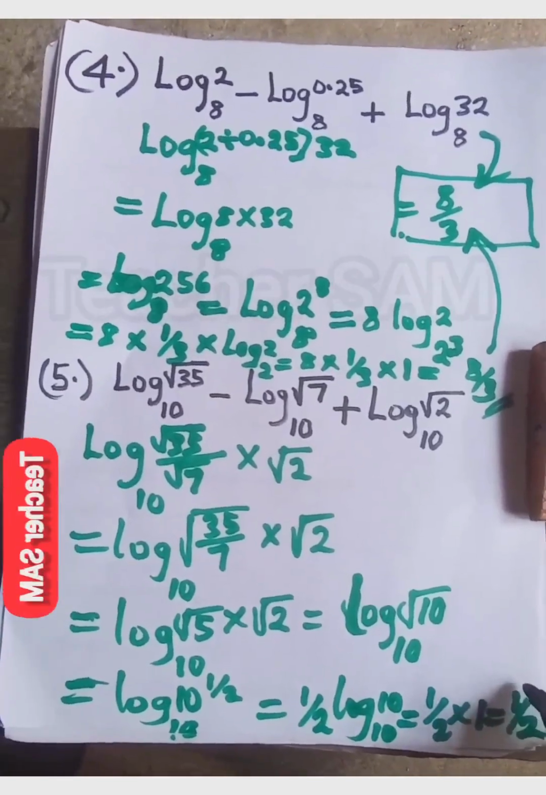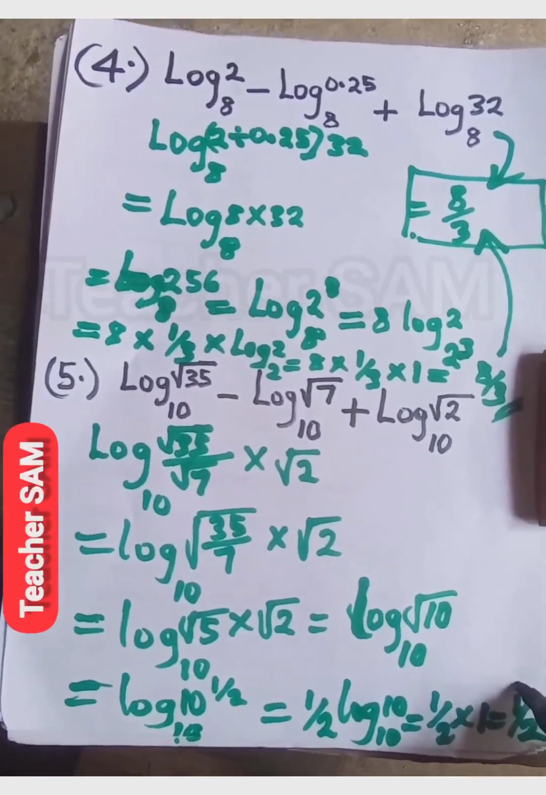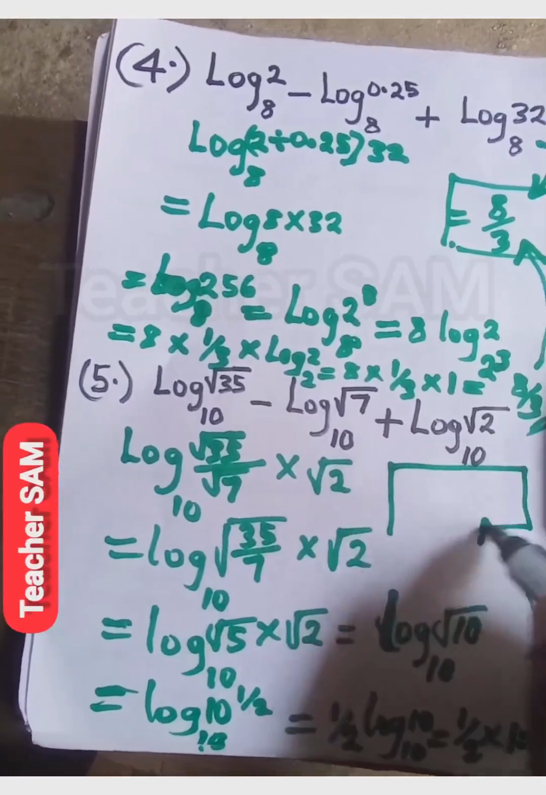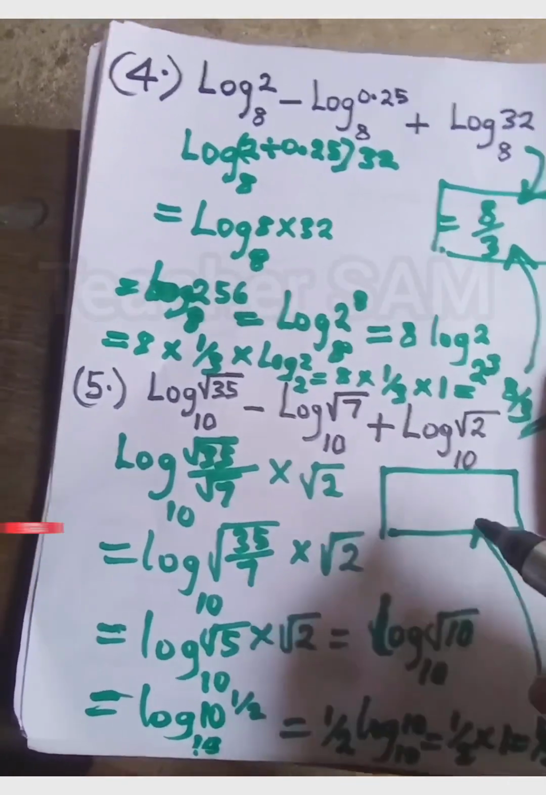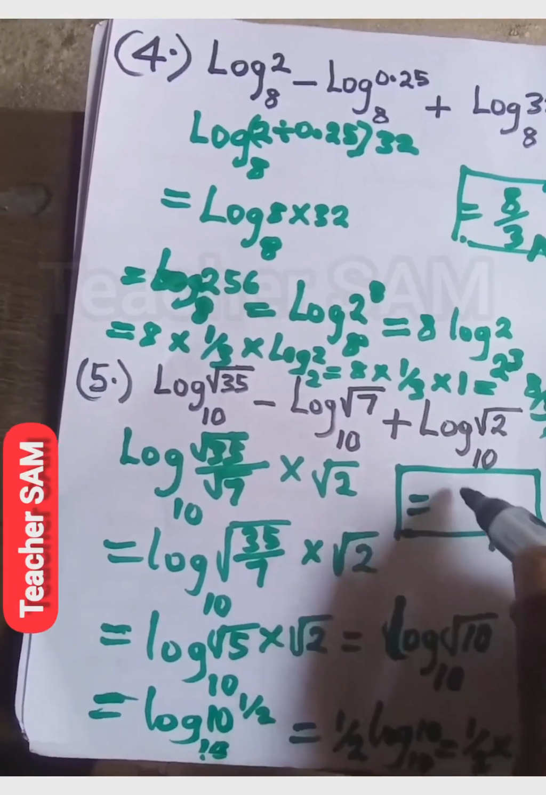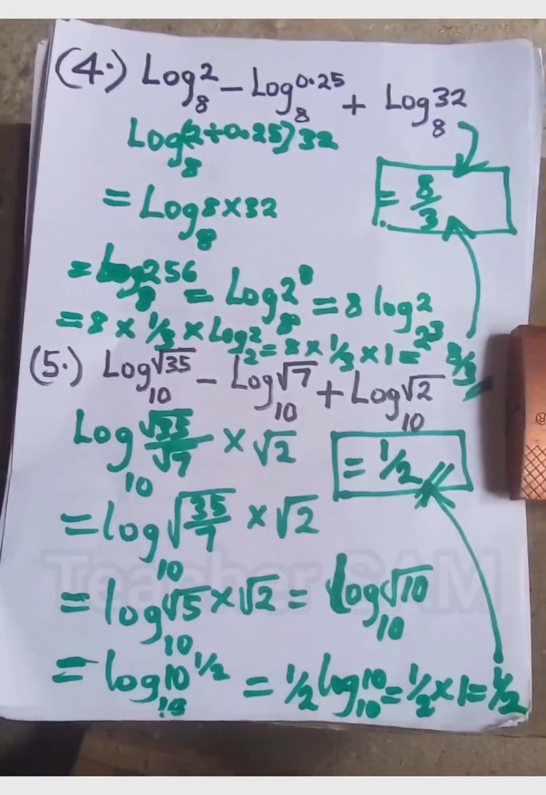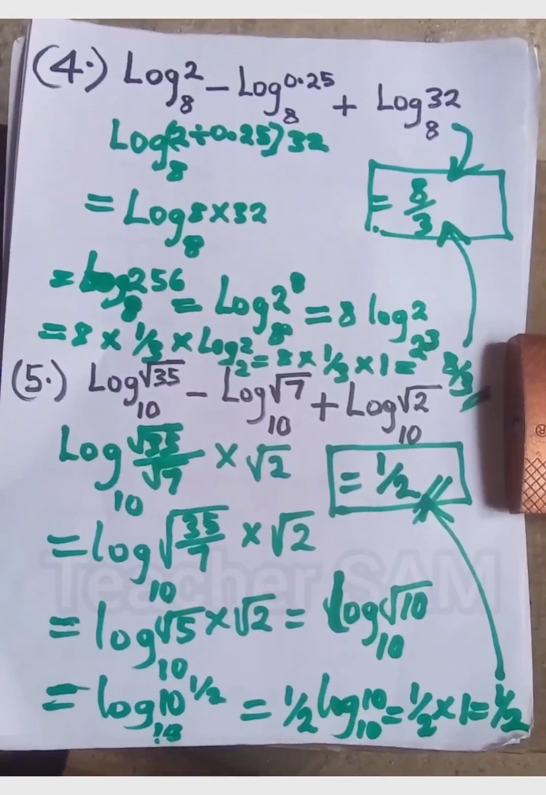So the answer to that question is, let me take this up and put it in a box to make it more bold. So the answer to this question now becomes 1 over 2. So it's as simple as that.